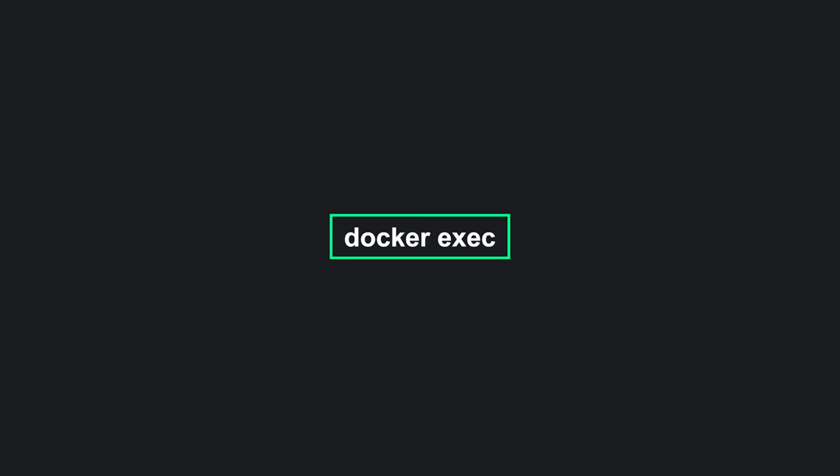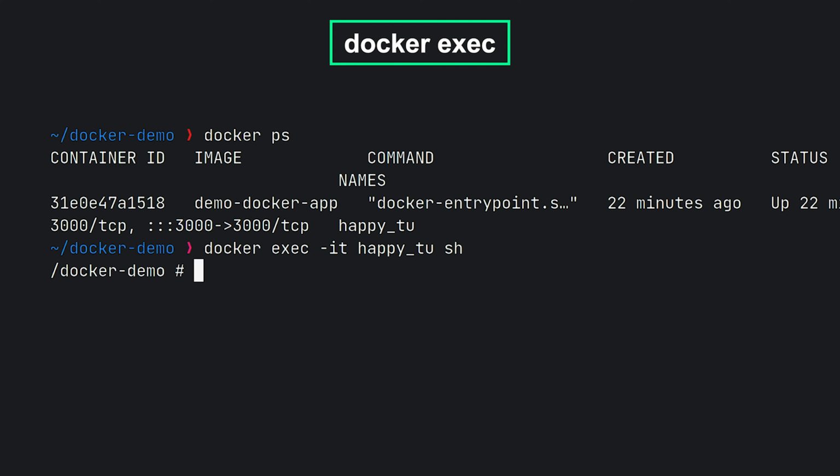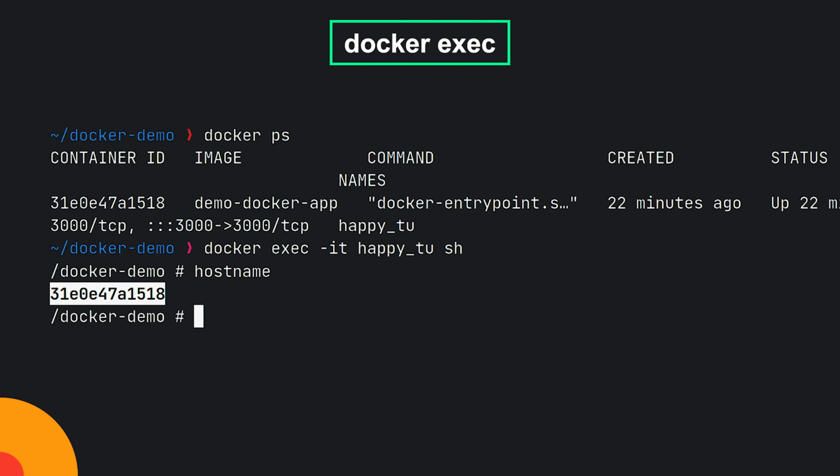To enter into a Docker container or run a command in a running container, we use the docker exec command. For instance, if I want to enter into our newly created container, I can run docker exec -it followed by either the container ID or container name, and then specifying the environment, which in this case is shell. Now we are inside the container and the hostname of the container matches the container ID.